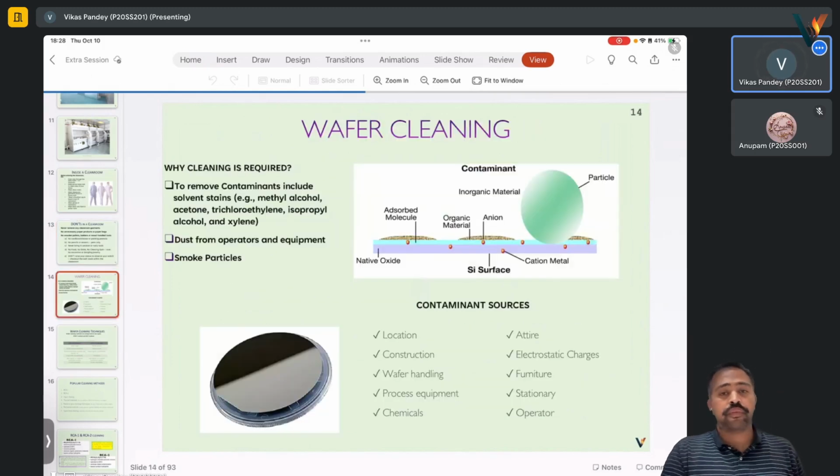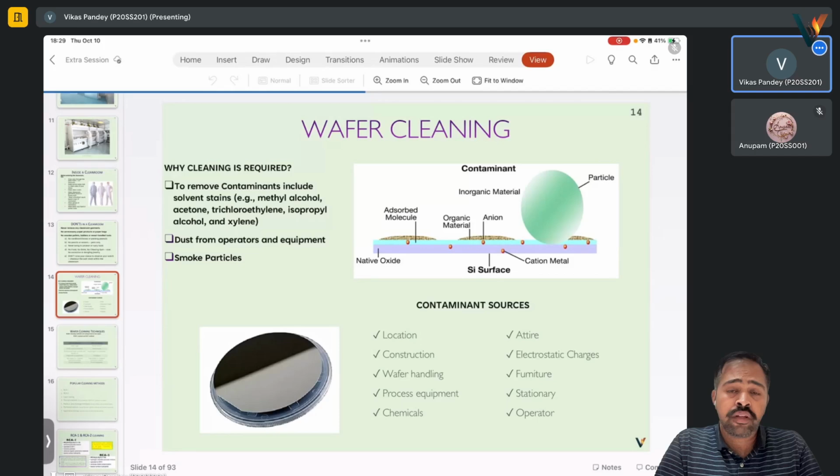So now, once we are starting in a clean environment, the next thing is we will clean the wafer that we started with, because it can also contain some contaminants. So why is cleaning required? Because they can have stains like methyl alcohol, acetone, trichloroethane. Any stain can be there from the previous process that has been done, or during transportation, or since it might not have always been kept in a very clean environment. Dust from operator equipment and smoke particles are even contaminants.